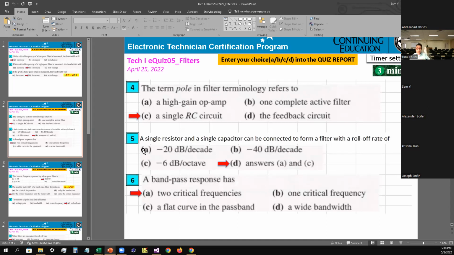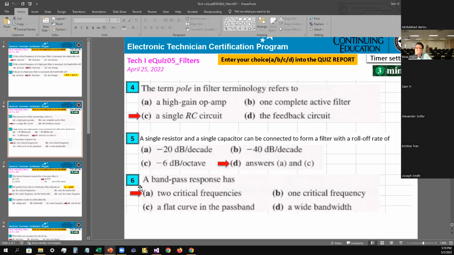Okay, for number 5, a single resistor and a single capacitor can be connected to form a filter with a roll-off rate of... Okay, so the roll-off rate for a single combination is either minus 20 dB per decade, or minus 6 dB per octave. So the answers A and C are correct. The one that has the most correct is D as in David for number 5.